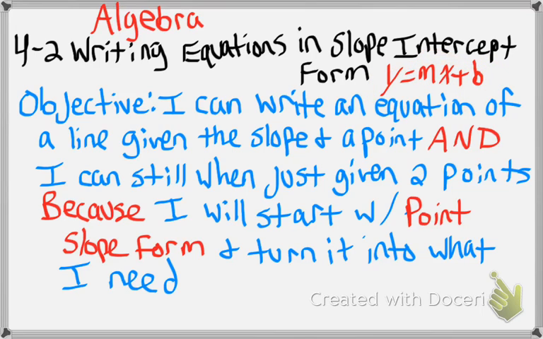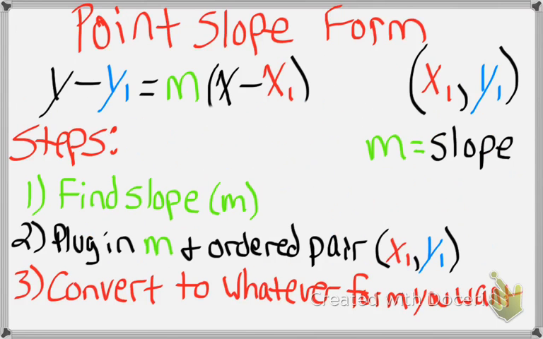Alright, so our objective is, as the student, I can write an equation of a line given the slope and a point, and I can still do that when just given 2 points. All because I will start with point-slope form, and then I'll turn to whatever I need. And in this section, what you need is going to be slope-intercept form each time. Now, this slide should look familiar. I exactly copy and pasted this entire thing, because these steps I gave you still apply. It's still what we're going to do.